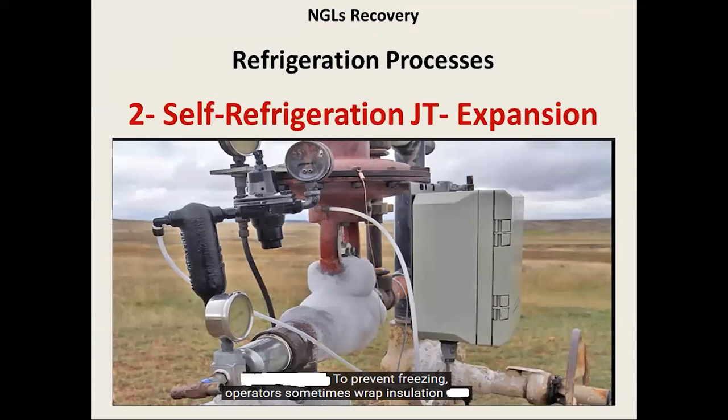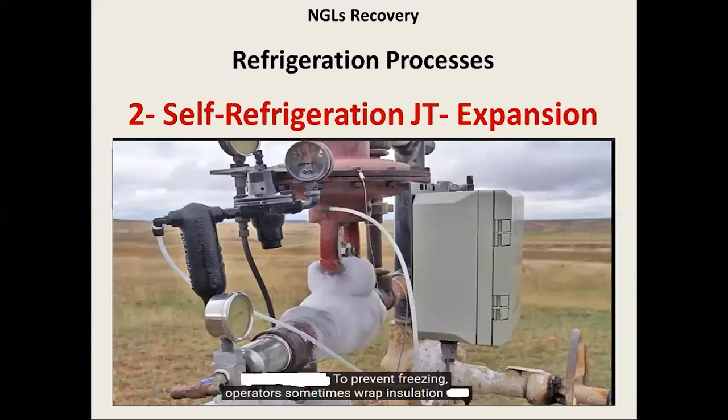JT means Joule-Thomson effect. If we pass a gas with high pressure through a valve, its pressure will decrease as we have the inlet pressure higher. The delta T could be bigger, and as we have high delta P, we have also high delta T, because pressure is directly proportional with temperature. So as you have higher delta P through a valve, you will have higher delta T also through this valve.